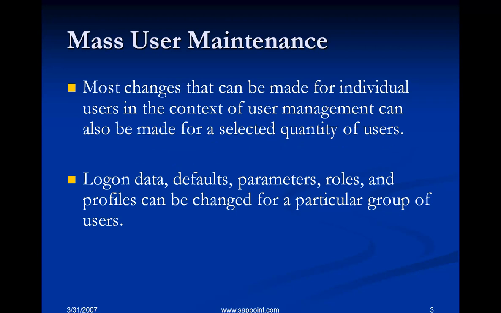Now, most changes that can be made for individual users in the context of user management can also be made for a selected quantity of users. For example, using SU01, you can maintain a validity date for one user. So the same activity can be done on a mass volume of users using the transaction SU10, a group of users. Now, the only criteria for using the SU10 transaction code is that the activity and the data that needs to be modified has to be the same for the entire group.